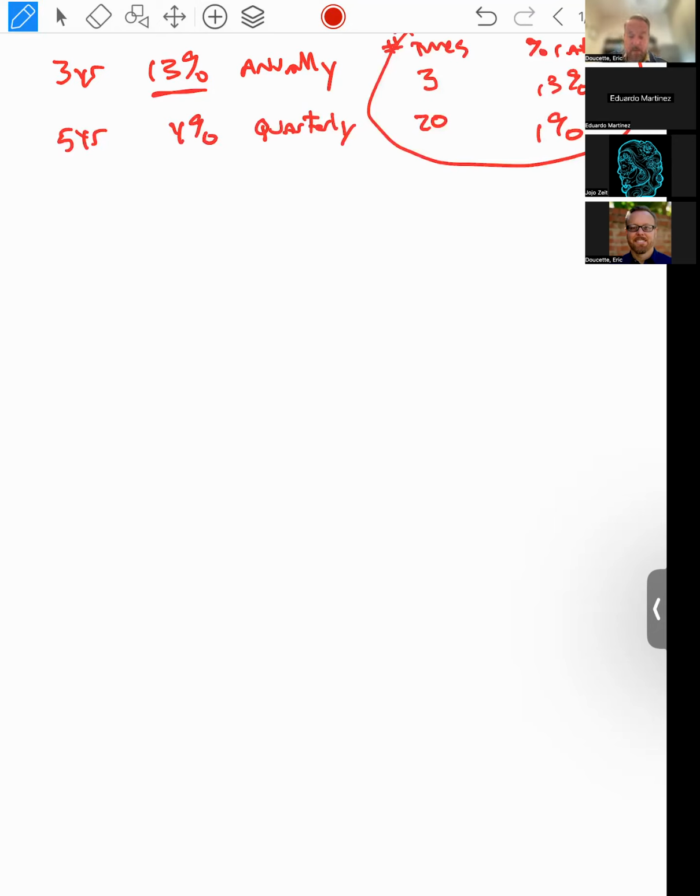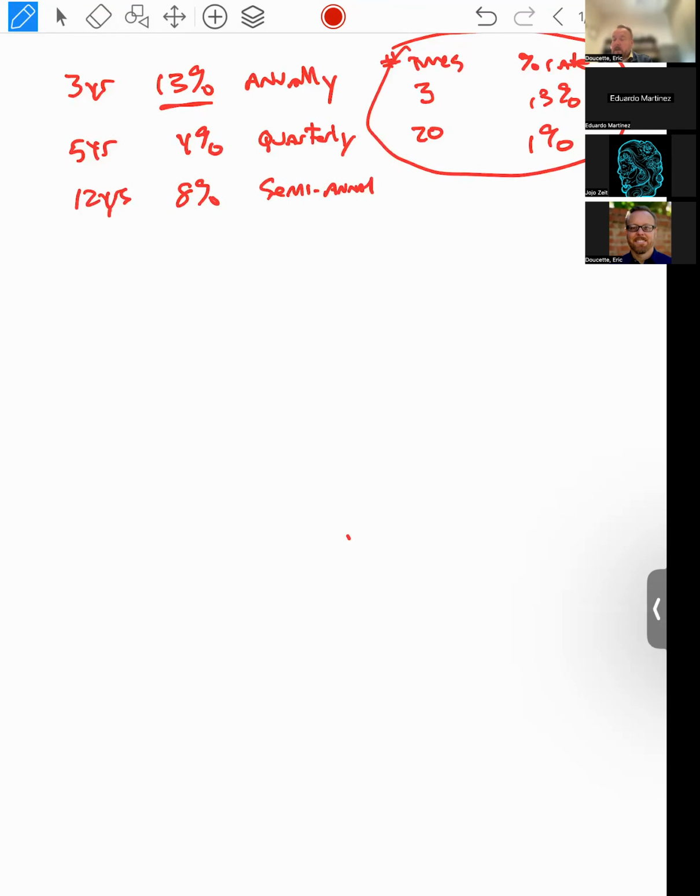So let me give you another couple. This one's a 12 year loan, and it is an 8% interest, and it's compounded semi-annually. So how many times would it compound? 12 years, 8%. How many times would it compound? 24. 24 times, correct. And then what would the interest rate be each time it compounds? 4. Yep. So basically all you're doing is you're multiplying this by 2 and you're dividing this by 2.